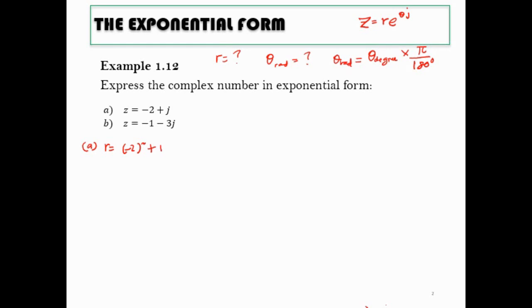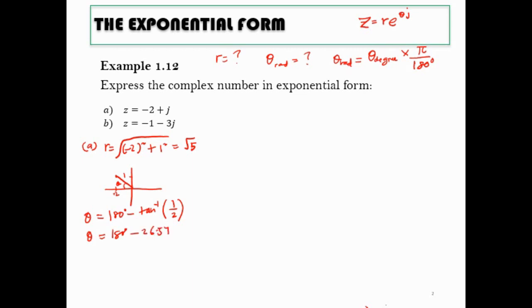2 squared plus 1 squared. So we get R equals to square root 5. Am I right? Okay, now we know that this complex number is located in the second quadrant. So theta in degree is equals to 180 minus tangent inverse 1/2. So theta is equals to 180 minus 26.57 degree, which is 153.43 degree.